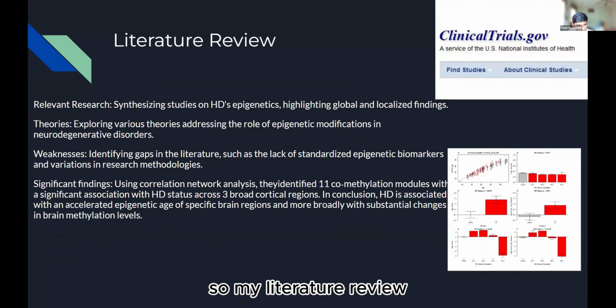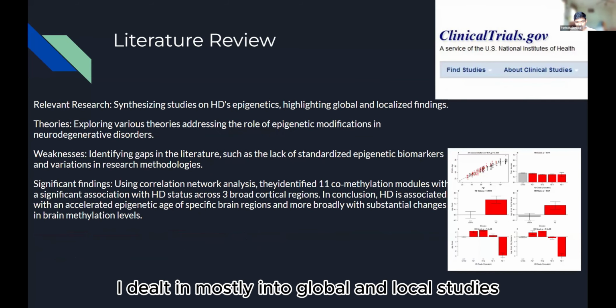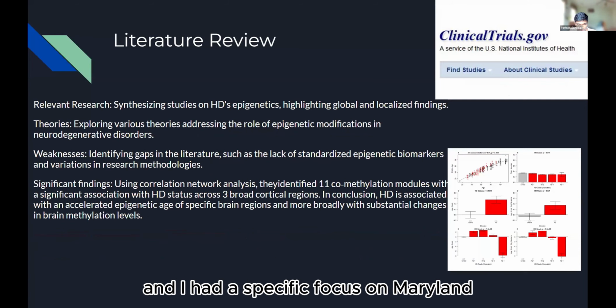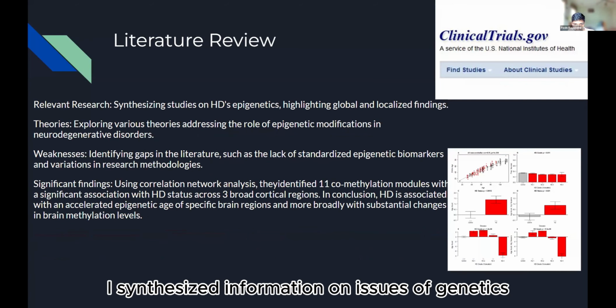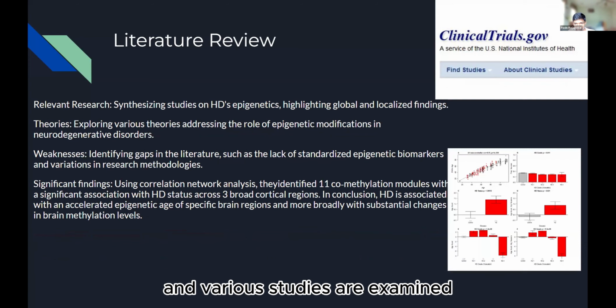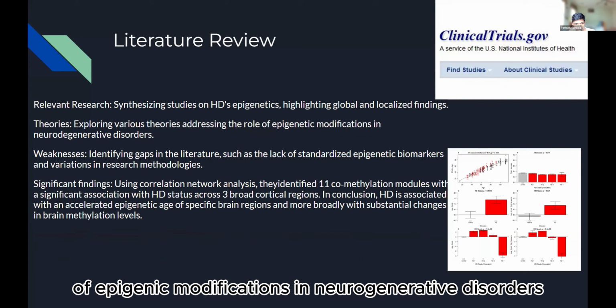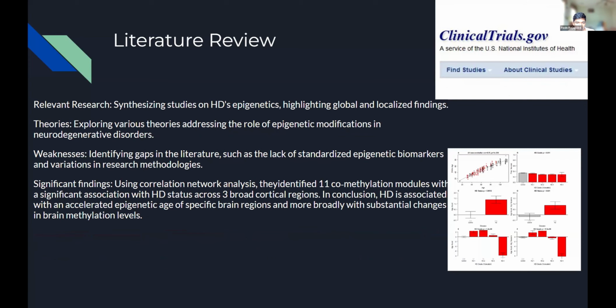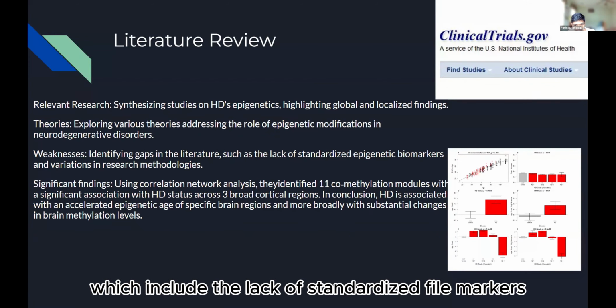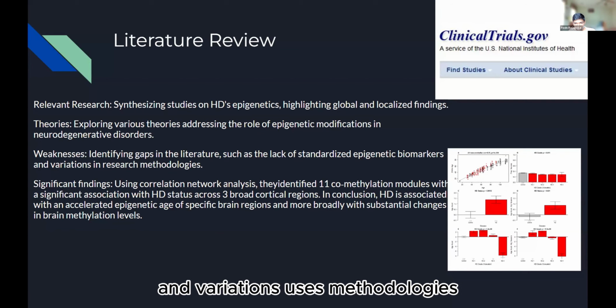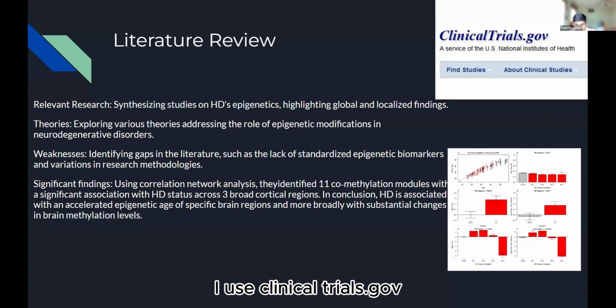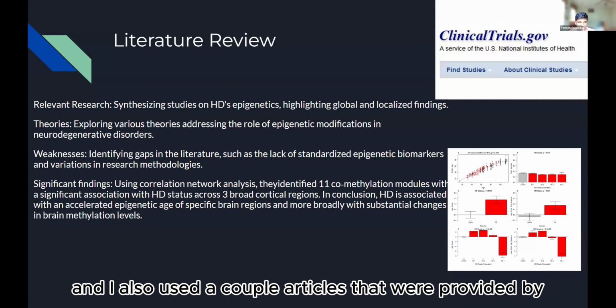For my literature review, I delved mostly into global and local studies, and I had a specific focus on Maryland. I synthesized information on HD's epigenetics, and various theories were examined, which highlighted the complexity of epigenetic modifications in neurodegenerative disorders. I identified weaknesses, which include the lack of standardized biomarkers and variations in research methodologies. I used clinicaltrials.gov, and I also used a couple articles that were provided by Professor Varkey.